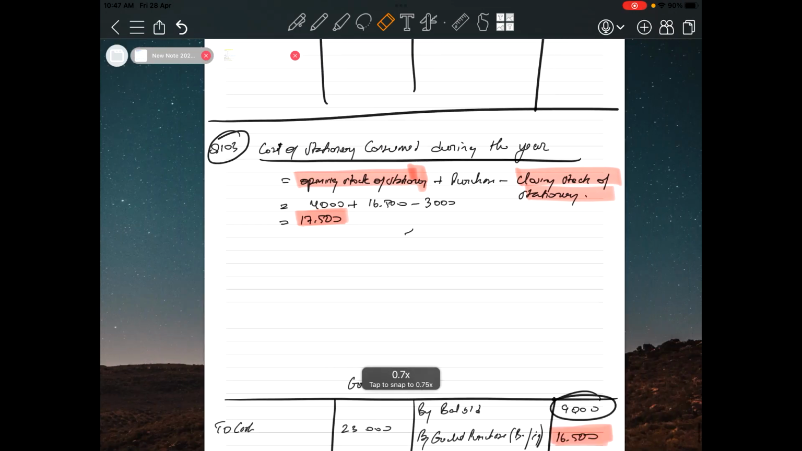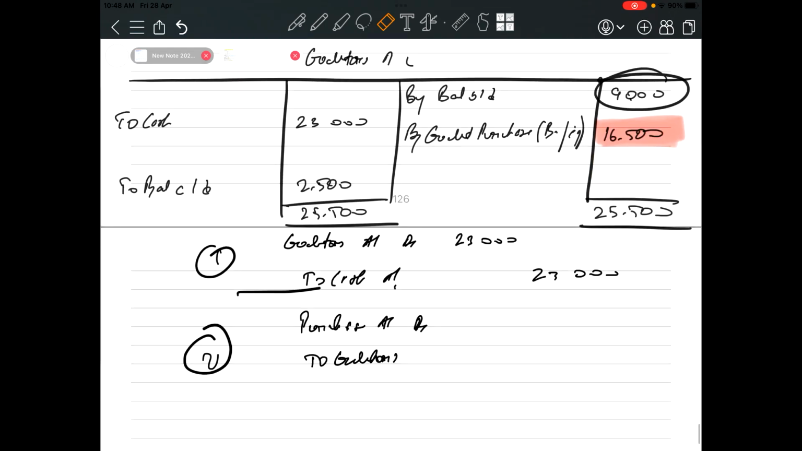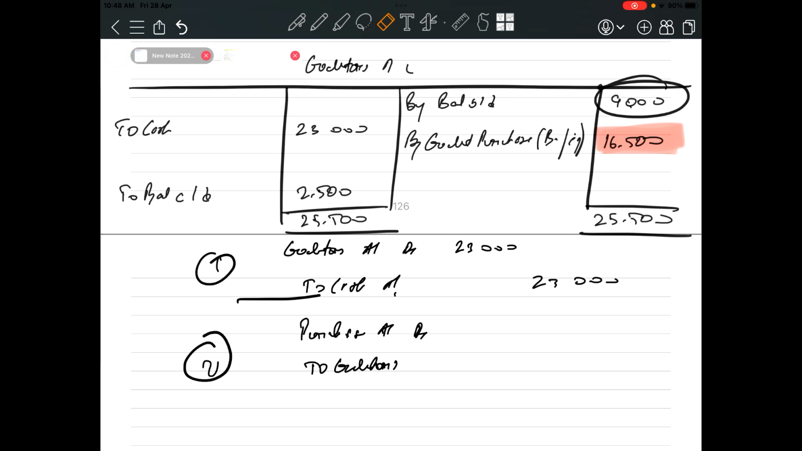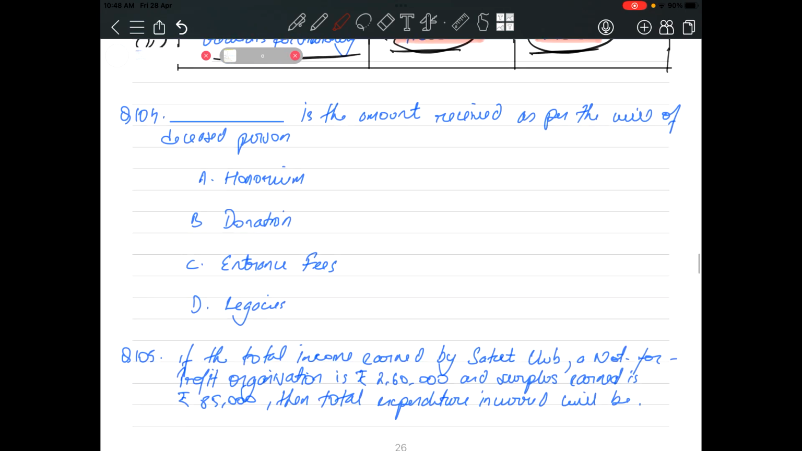Okay, so see, you can now note this down. I hope this is clear to you. Question number 103. Now let's move to question number 104.